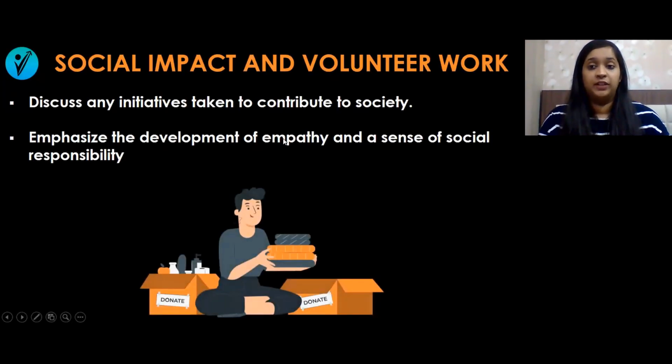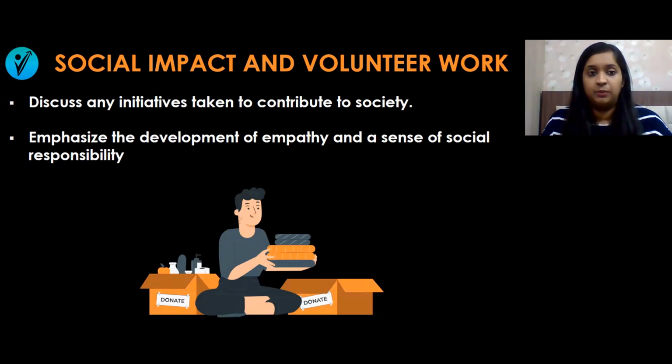Social impact and volunteer work is very important. So I do know a lot of aspirants from the healthcare field who have really worked very hard during the COVID-19 pandemic. So please mention any initiative that you have taken to contribute to society. So be it pet shelters, be it cow shelters that you've worked at, dog shelters you've worked at. It is very important that you mention it.